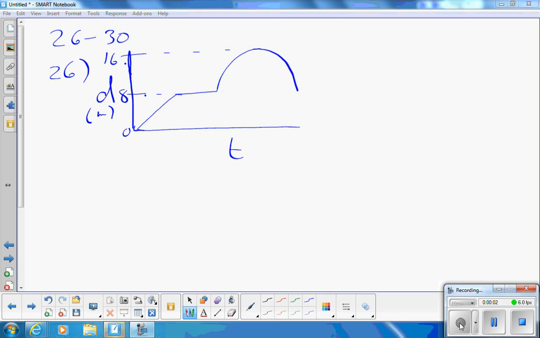Okie doke, first quarter review numbers 26 through 30. 26 is kind of goofy. They have this displacement versus time graph, and they ask what is the total distance traveled. Well, we got to look at the whole thing.